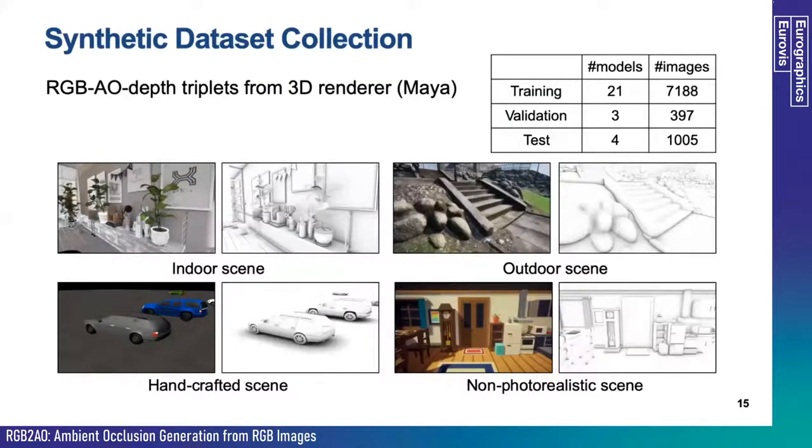To train our RGB2AO model, we need a dataset. Since there's no reasonable way to collect AO from real photos, we use synthetic data. We collected or manually created 3D scenes. Then we rendered RGB, AO, depth triplets by rendering each scene using the Maya renderer. We obtained more than 8,000 images covering a diverse range of images, including non-photorealistic scenes.